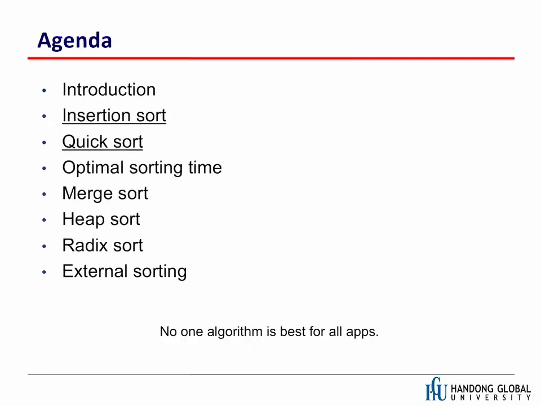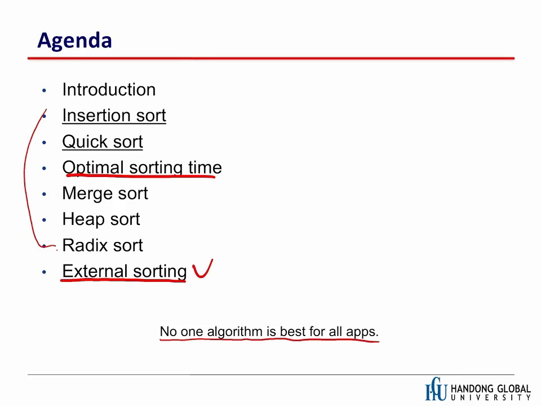In sorting algorithms, we have lots of options: insertion sort, quick sort, merge sort, heap sort, radix sort, and external sorting. In these sections, we'll talk about the computation cost of the sorting algorithms. As I said, this one is external sorting. Other than that, these are pretty much internal sorting. So basically, these sorting algorithms work in the main memory, but this one works with hard disk. We'll talk about this one later, but no one algorithm is best for all applications.